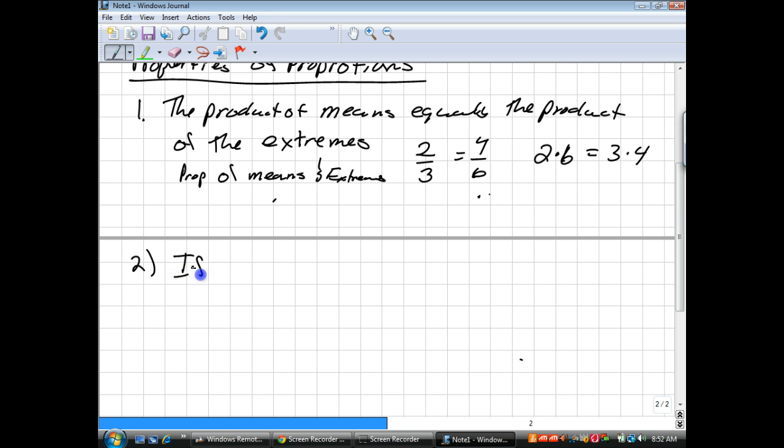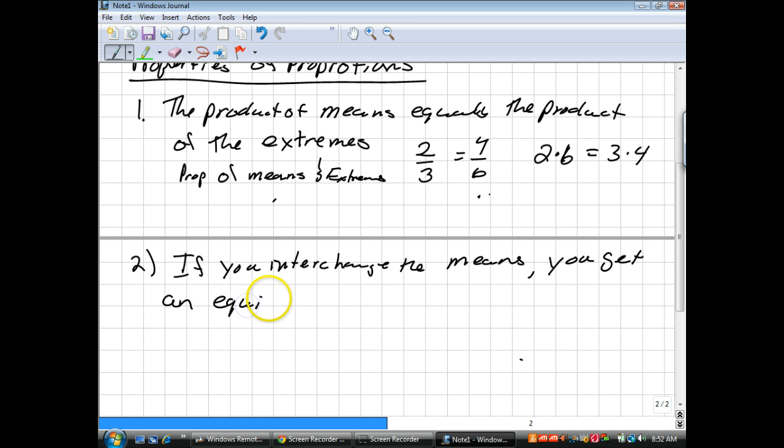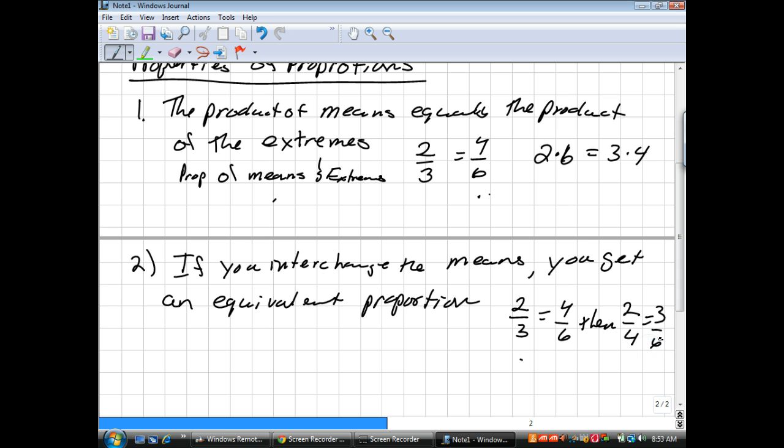The second property, if you interchange the means, you get an equivalent proportion. Okay, so again, if I have 2 over 3 equals 4 over 6, then this property says I can write that as 2 over 4 equals 3 over 6. Okay, so the means can change places.